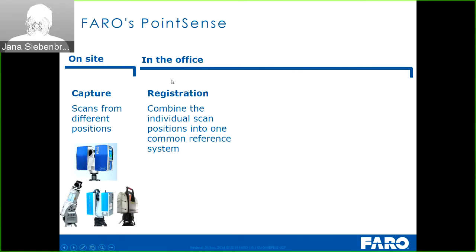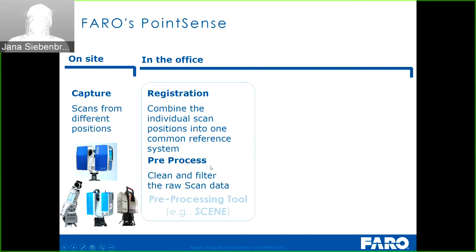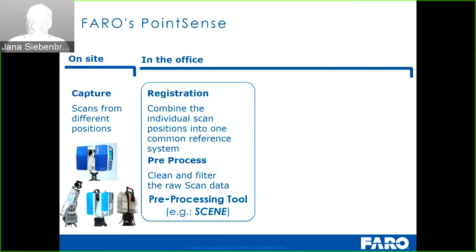Relating to scans, you will in the office, or some may also already in the field, register their scans. That means registration: you combine the individual scan positions into one common reference system. Also in the office, you can pre-process the scan data. Pre-processing means that you clean and filter the raw scan data, and usually you would use a pre-processing tool like, for instance, Faro Scene to do so.